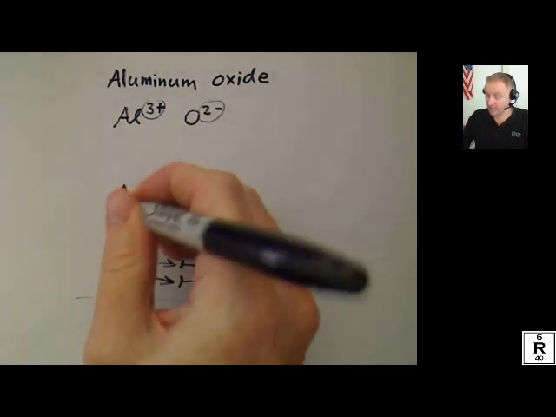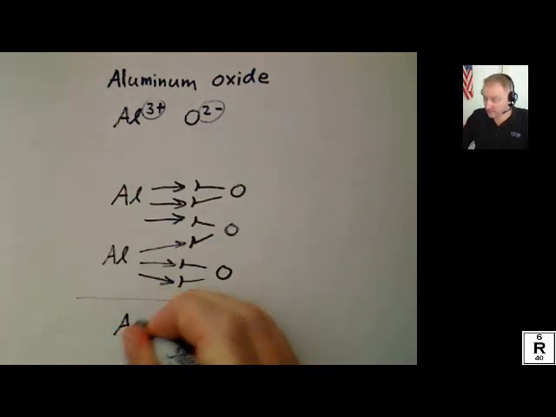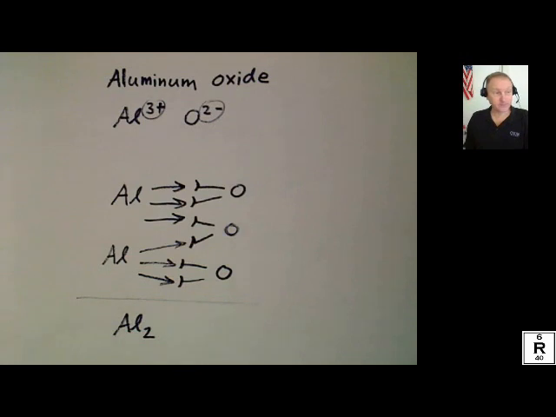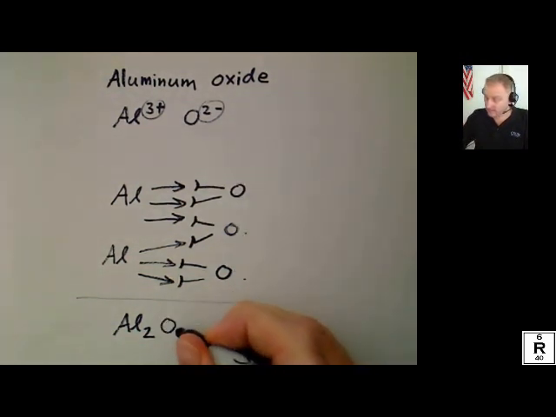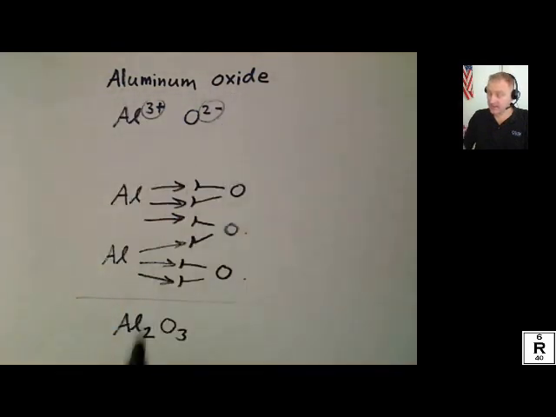So if we take a look here, we have 2 aluminums, so we put a 2 here. And we've got 3 oxygens: 1, 2, 3. So aluminum oxide's formula is aluminum 2 and oxygen 3.